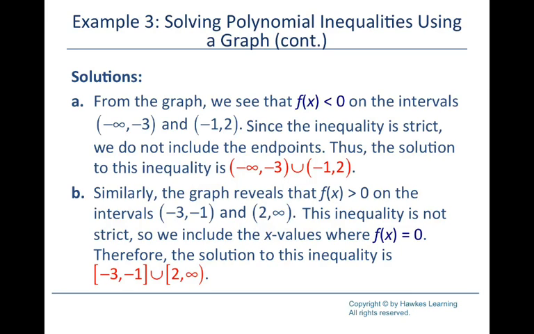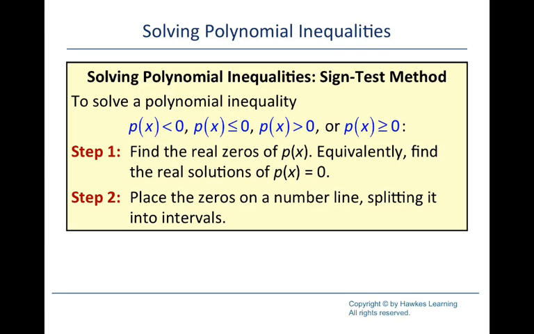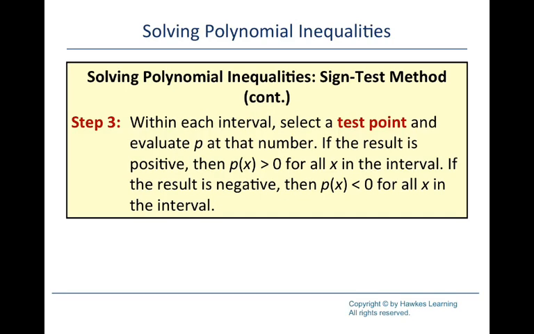Okay, and we did these already. I had them color-coded, so hopefully they made a little more sense. You can also use the sign test method, where you pick numbers between, place zeros on the number line and put it into intervals. That's another way to tell. If it's positive, then it's above the x-axis. If it's negative, it's below the x-axis. And you pick test points to do that.